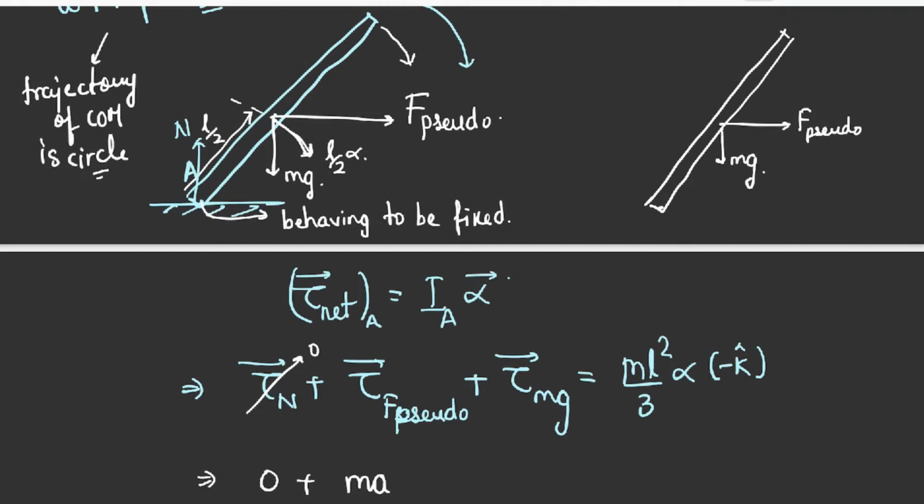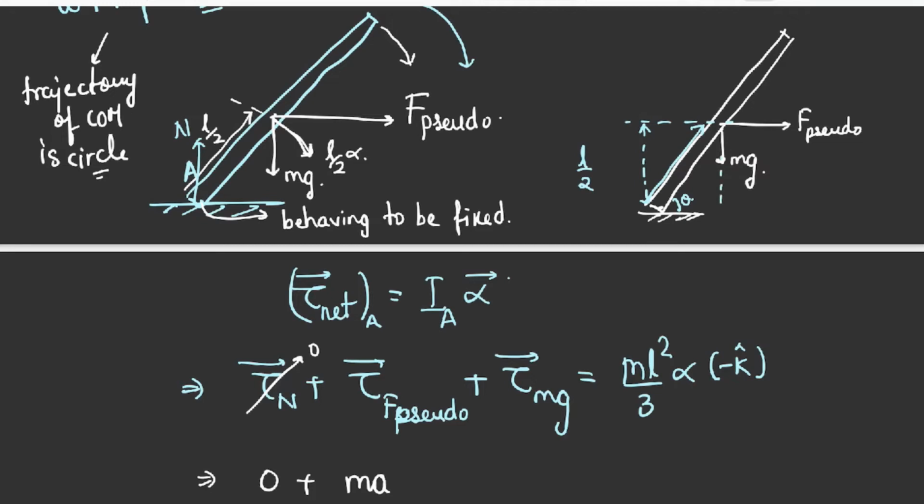Whenever you have to write torque, how will you write? People who have a problem with writing torque can extend this force and draw a perpendicular distance from here. So this perpendicular distance is L by 2, this is the hypotenuse basically, this is theta.